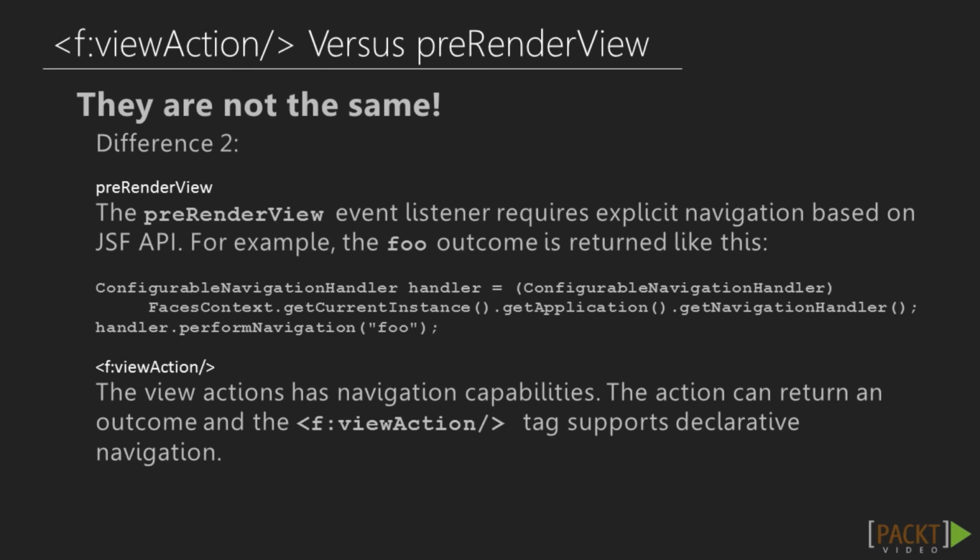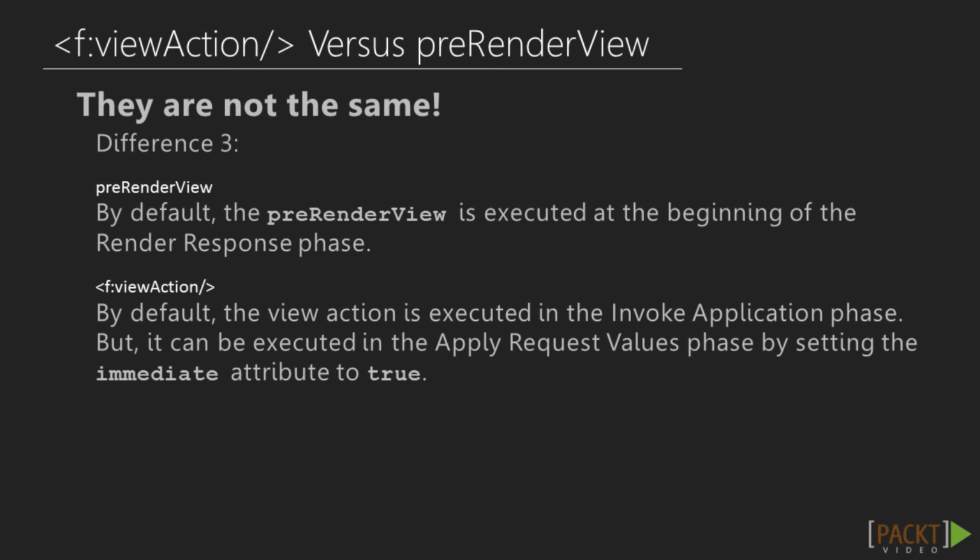Now let's talk about navigation capabilities. While the pre-render view event listener doesn't support navigation, the view actions do it quite well. The action methods associated with view actions can return outcomes, and declarative navigation is also an option. The third difference consists in the phase when pre-render view and view actions are executed. While the pre-render view is executed at the beginning of the render response phase, the view actions can be executed in the invoke application phase or in the apply request values phase.